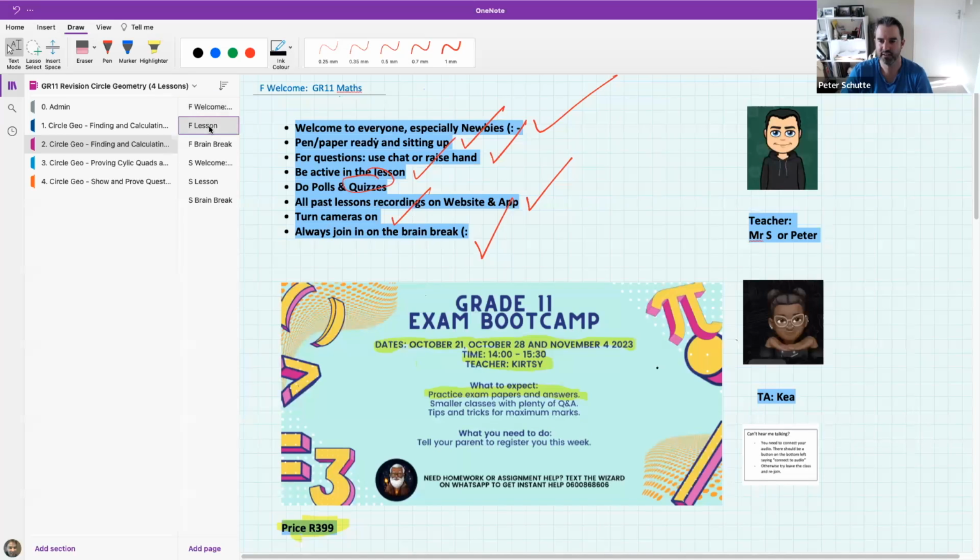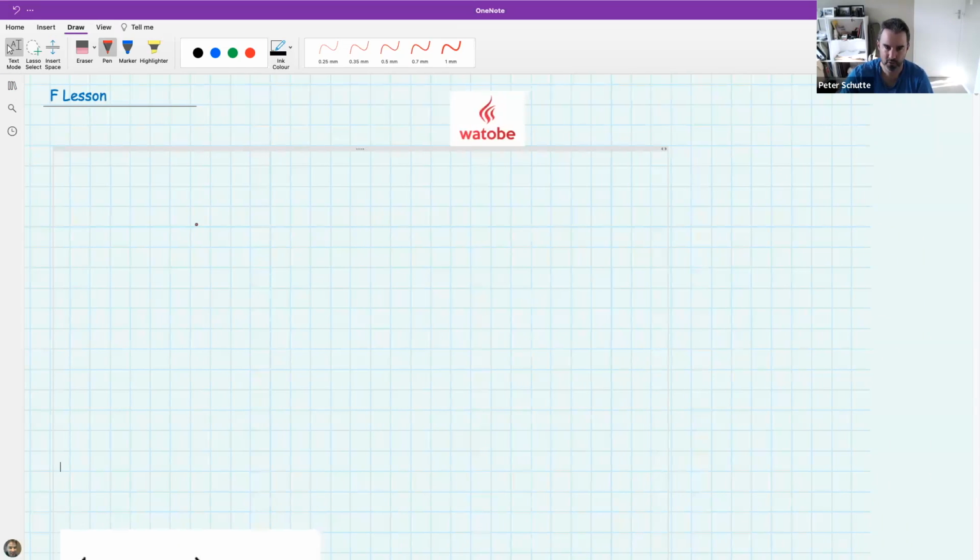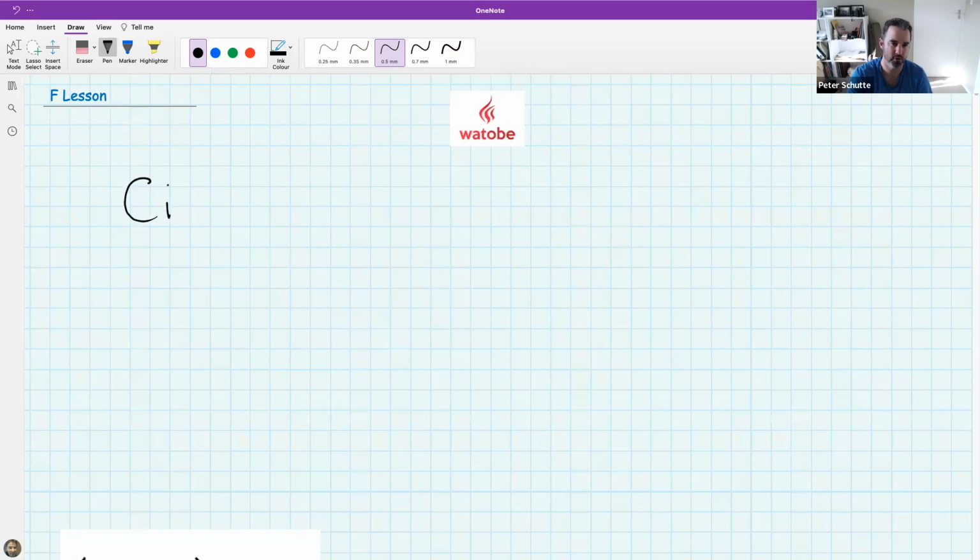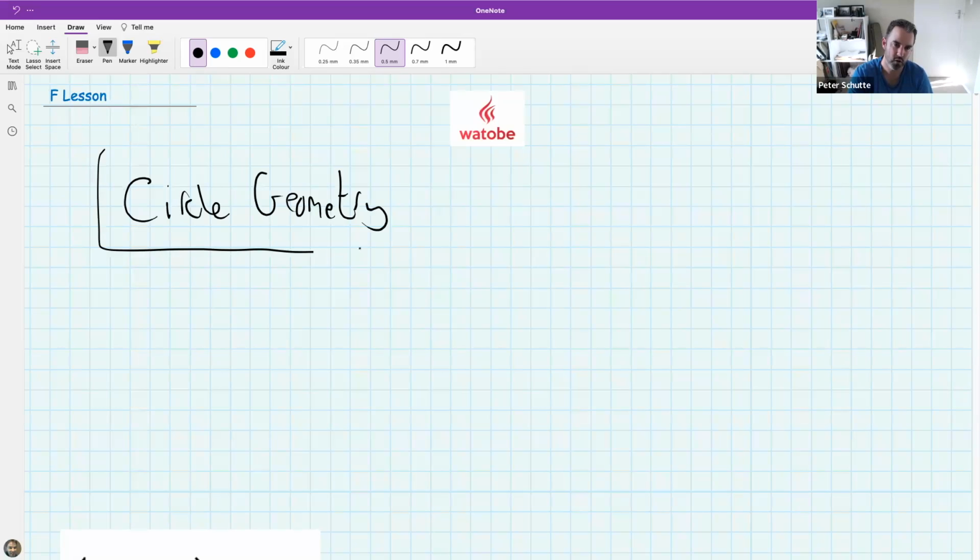So let's get going. What are we doing at the moment? We're doing circle geometry. And we're going to carry on in a moment with the types of questions that we were doing in the last lesson.